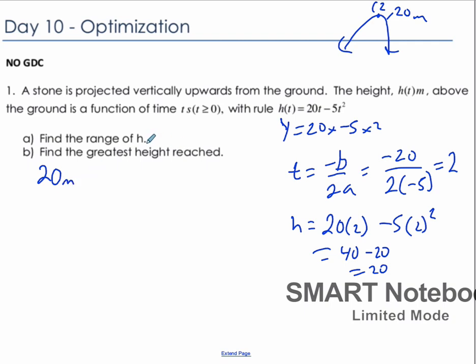The range of h means the range of the heights. Now notice though that of course your height can't be negative here because we're starting from the ground. So the height goes from 0 up to 20. So we say the range is h is greater than or equal to 0, less than or equal to 20.